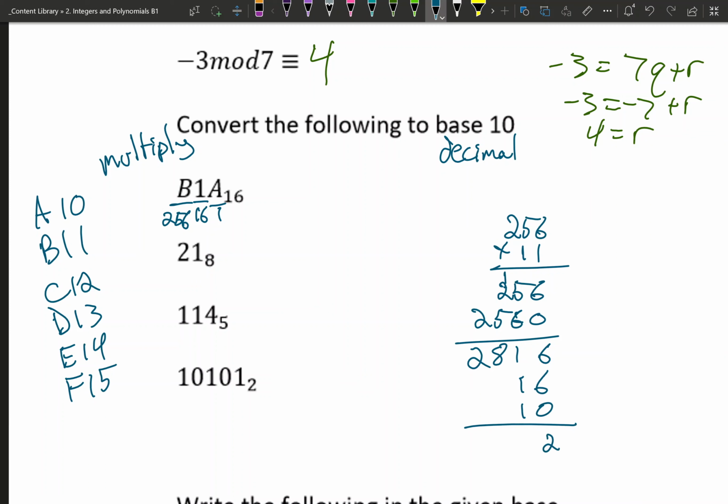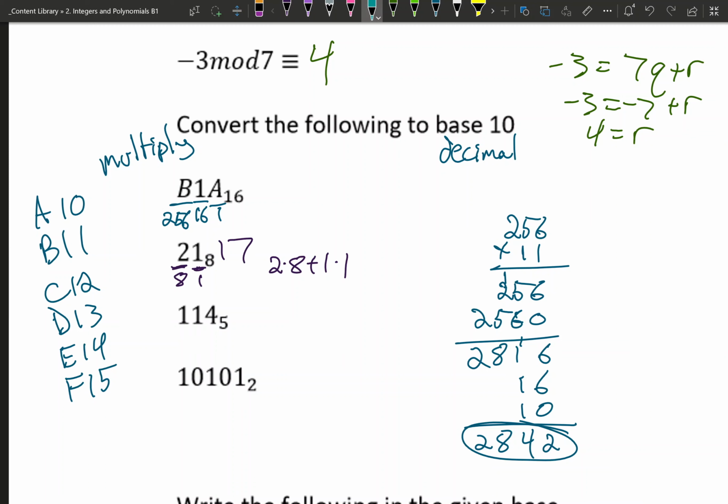So 6 plus 6 is 12, but 12 is greater than base 10, so we represent that as 1 ten and 2 ones. 1 plus 1 plus 1 plus 1 is 4. So it's 2,842 in base 10. Taking a look down here at base 8, we have 1 one and 2 eights. So we do 2 times 8 plus 1 times 1. So we end up with 17 here.